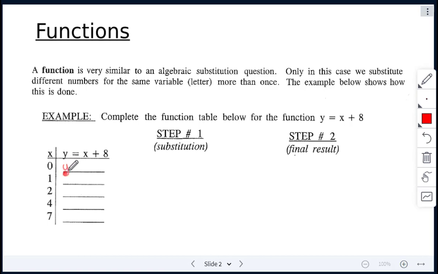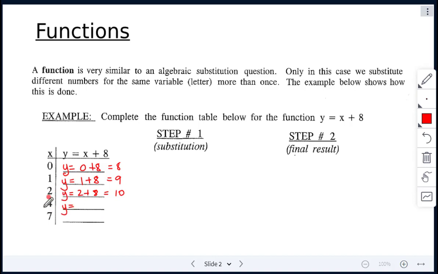Our first step, substitution. So first value is 0. So we end up with 0 plus 8, which is just equal to 8. Next, we have 1 for the value of x. So we have 1 plus 8, which gives me 9. And we're going to continue that. Next value for x is 2. So put that in here. We get 10.